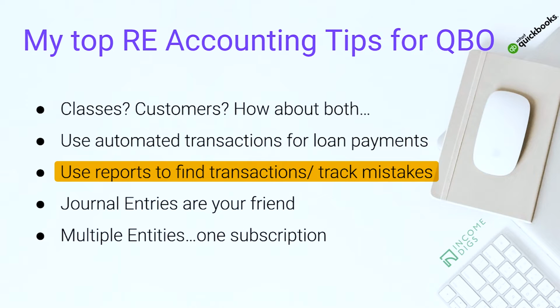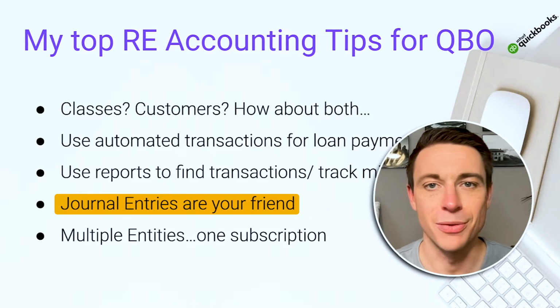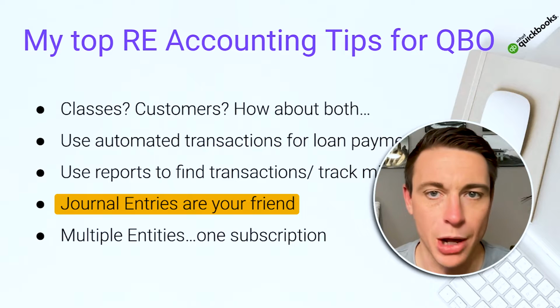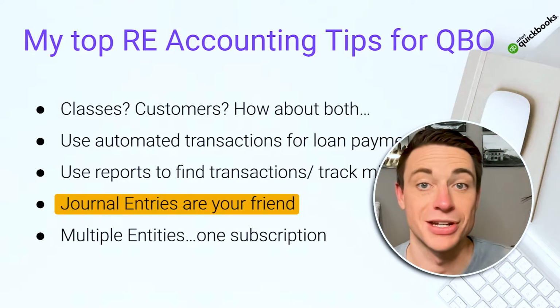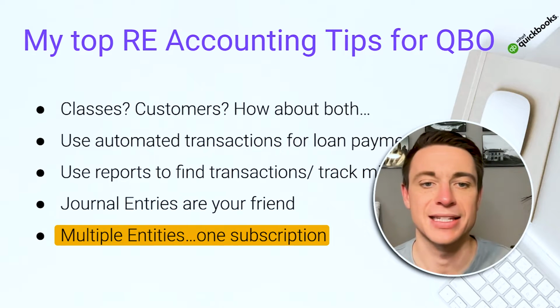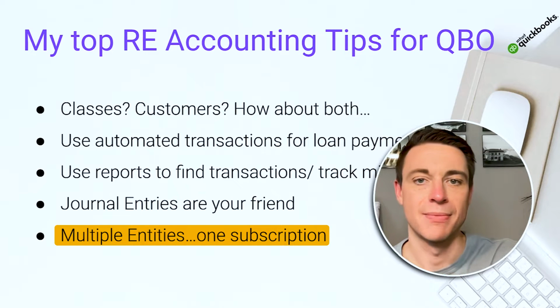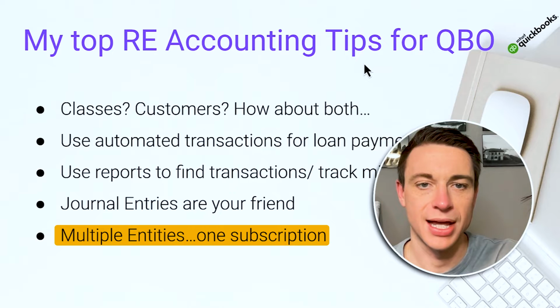We're going to talk about reports and how we can utilize reports to find transactions, track mistakes. Reports should really be a foundational part, a pivot point of your entire setup within QuickBooks Online. Journal entries are your friend. Don't be afraid of them. They are potentially a little intimidating, but I'm going to show you how powerful they can be to help you save a ton of time, especially when it comes to year-end transactions. And lastly, my magic sauce here, multiple entities, one subscription. Let's get into it. My top tips for QuickBooks Online in real estate.